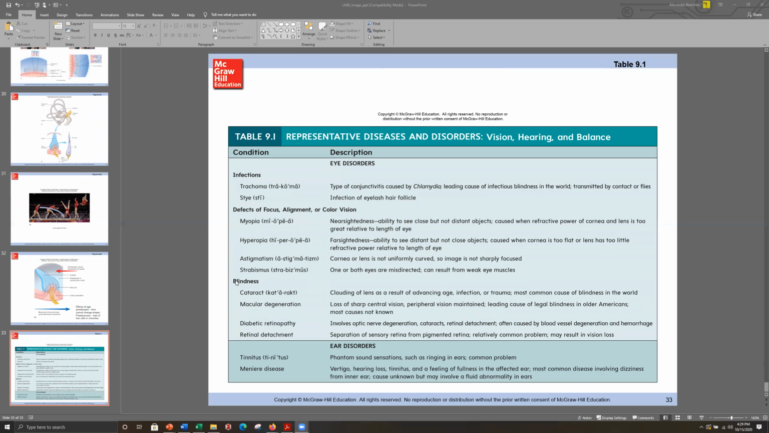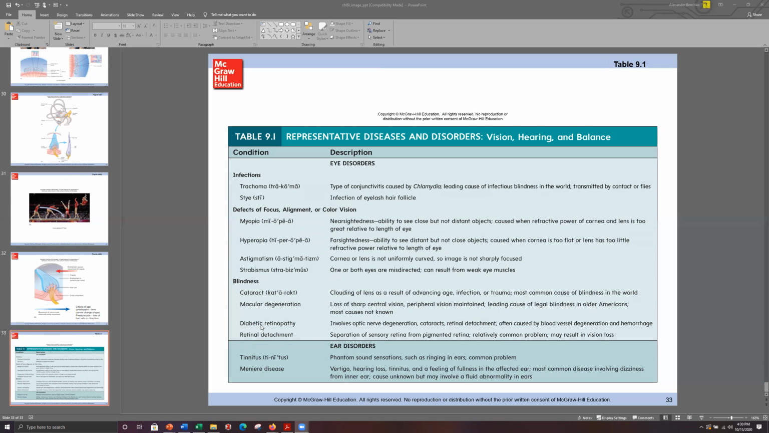And we can have various forms of blindness. So cataracts, clouding of the lens as a result of advancing age, infection, or trauma, the most common cause of blindness in the world. You can have macular degeneration, which is a loss of sharp central vision. Peripheral vision is typically maintained. Leading cause of legal blindness in older Americans, most causes not known. We do know that there is a link to eye color. So typically people with lighter irises are more prone to developing macular degeneration.